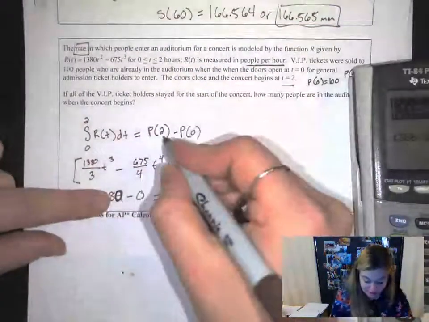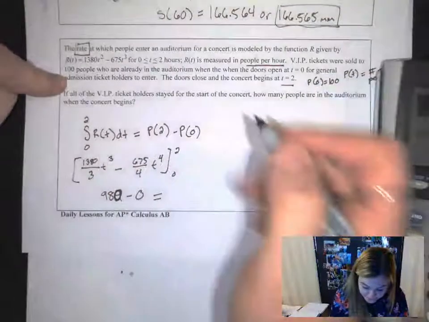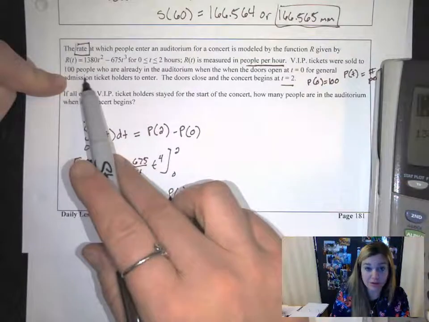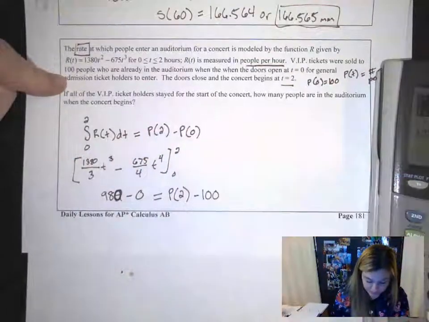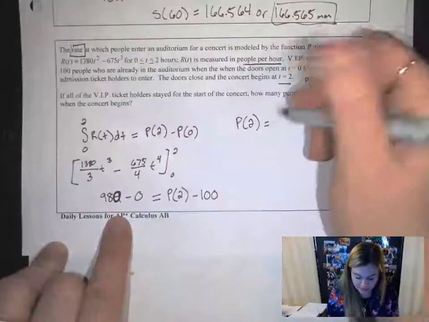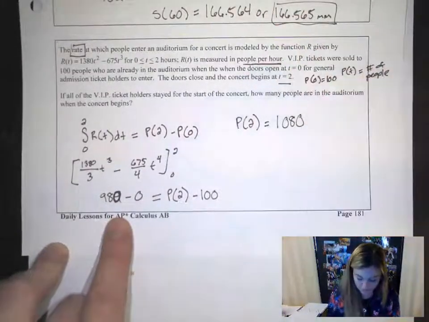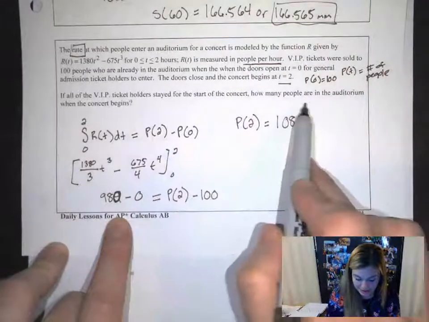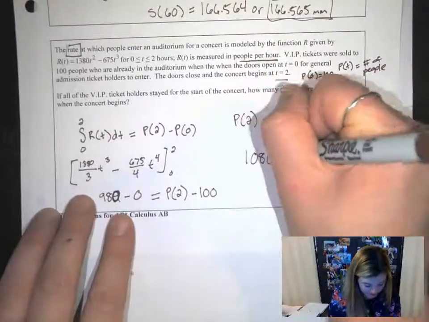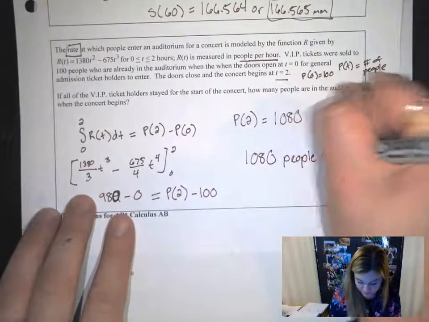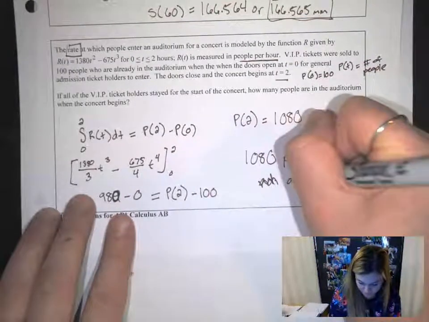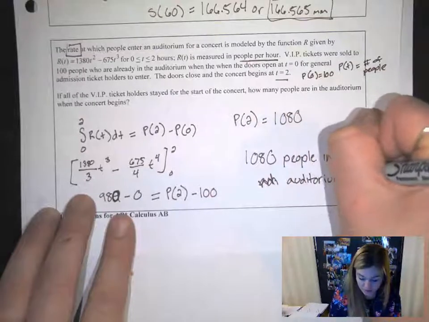On the other side, P of 2 is what I don't know. I don't know how many people are in there at time 2, but I do know at 0 that there were 100 people. If I add this, the number of people at time 2, if they stayed, how many people are in the auditorium? This would be, there are 1,080 people in the auditorium when the concert begins.